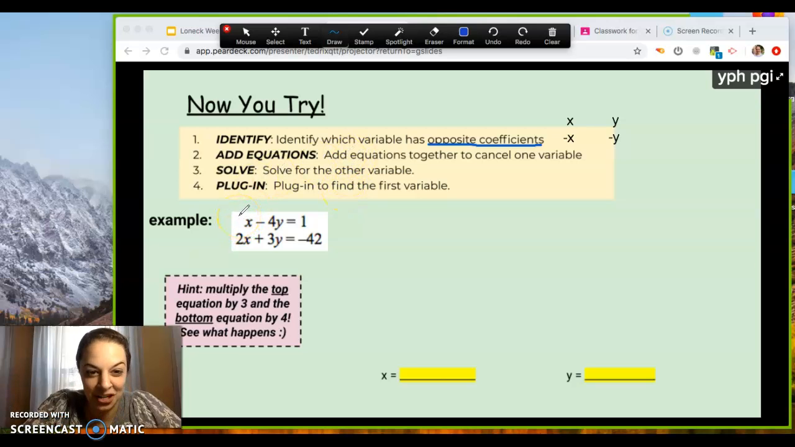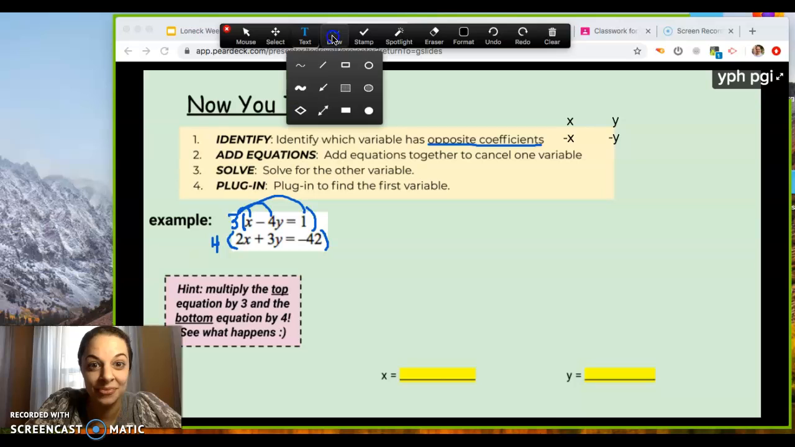For the top equation, I'm going to multiply the top equation by 3. And I'm going to multiply the bottom equation by 4. When I say multiply the equation by a number, I'm multiplying every single thing in that equation by that number, every single term by that number. So 3 times x, 3 times 4y, and 3 times 1 for that top equation.